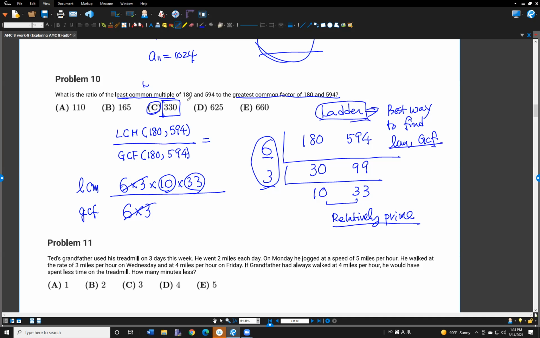Maybe someone uses prime factorization. Wow, it takes too much time. You need to break this one. 10 times 18. This is 2 times 5. This one is what? 3 squared times 2, right? This number is 2 to the second power, 3 to the second power, and 5. 594 again. Wow. After that, you're gonna find a common factor, but it takes too much time. Do not use this one. When you find LCM or GCF, use this method rather. This method we call the ladder, okay?